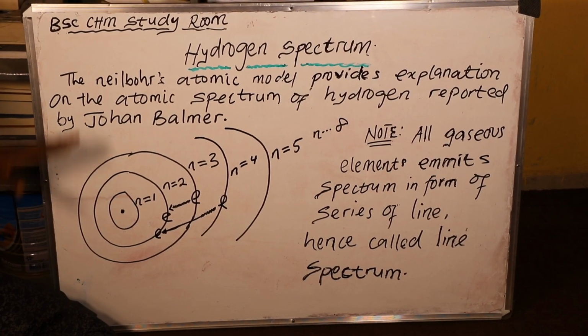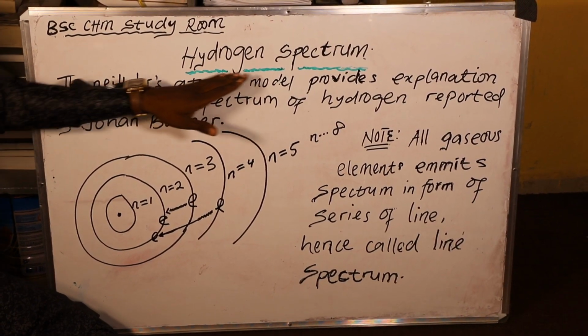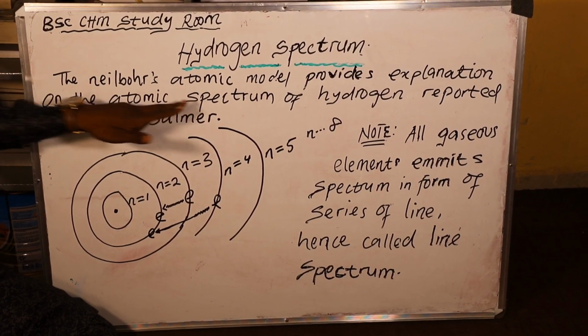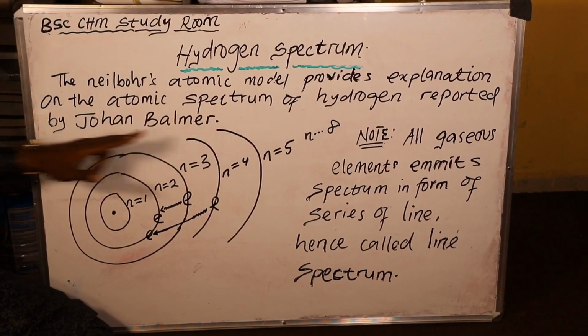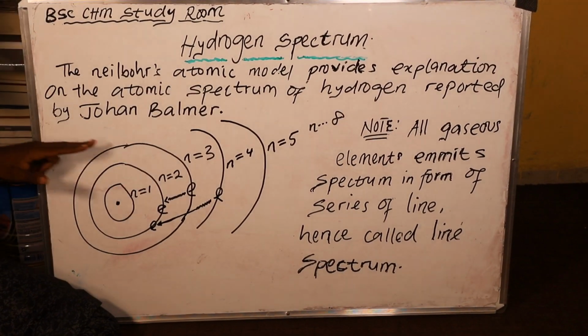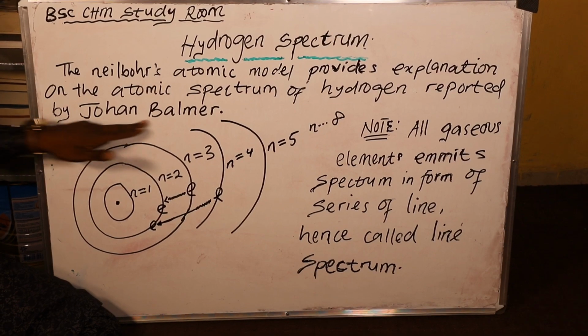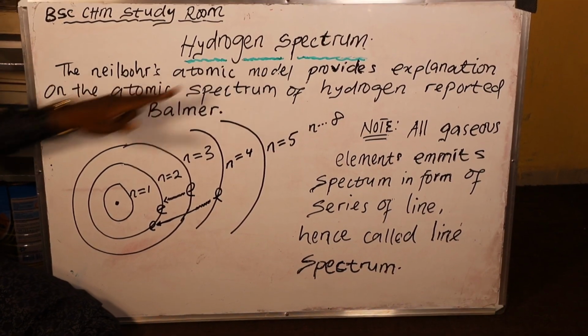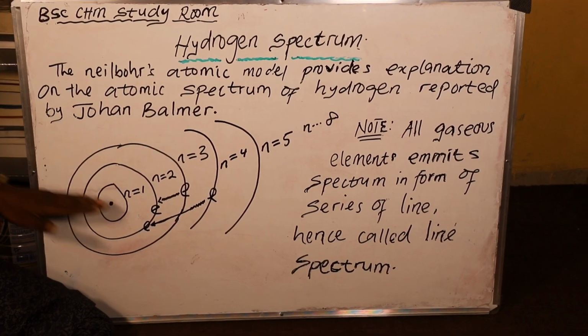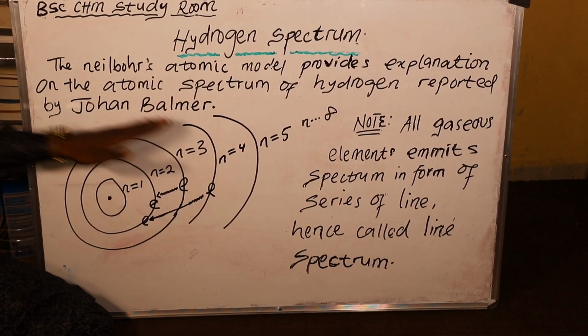So today we are going to discuss the hydrogen spectrum. Bohr's atomic model provides an explanation of the atomic spectrum of hydrogen reported by Johann Balmer. Johann Balmer was the first scientist who reported the hydrogen spectrum. So this is how the structure of Bohr's atomic model looks.